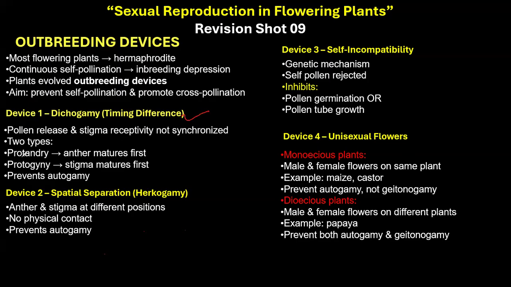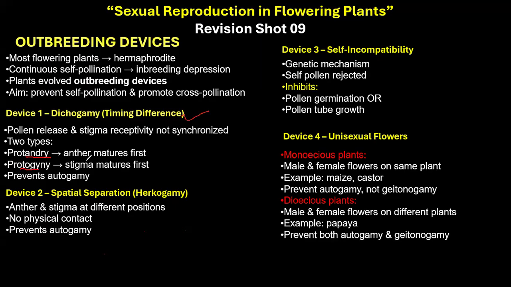There are two important terms which you need to remember here, protandry and protogyny. If anthers mature first, that is protandry. If stigma matures first, that is protogyny. So this time difference prevents the self-pollination. It's very important.